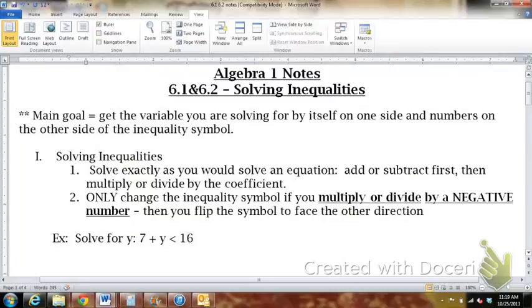So the main goal for solving these is you still want to get the variable that you're solving for all by itself on one side, and you want to get your numbers on the other side of the inequality symbol, just like solving equations. So to solve them, we're going to solve exactly as you would solve a regular equation. You're going to add or subtract first, and then you're going to multiply or divide. The only thing that's different is that if you multiply or divide by a negative number, then you must flip the symbol to face the other direction. So let's try an example.